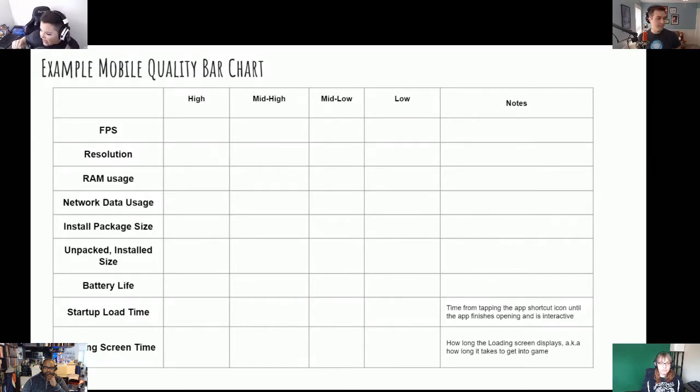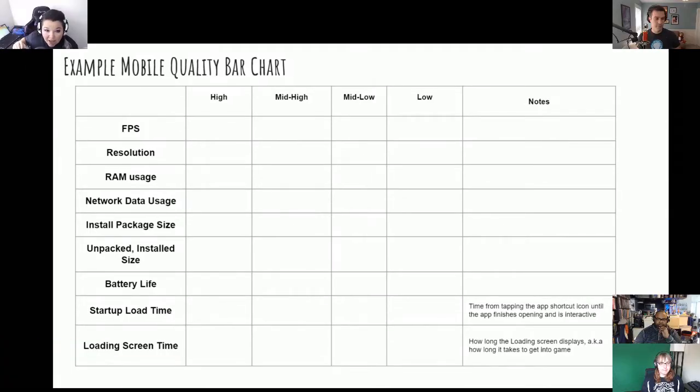And you'll see that I have some notes here because sometimes it's important to tell people how we're measuring this. Startup load time and loading screen time are very hotly contested things. I don't know why. Well, actually, I do. They're confusing, right? But I'm going to give people notes here. So this is an actual chart in my actual quality bars document that I've made.